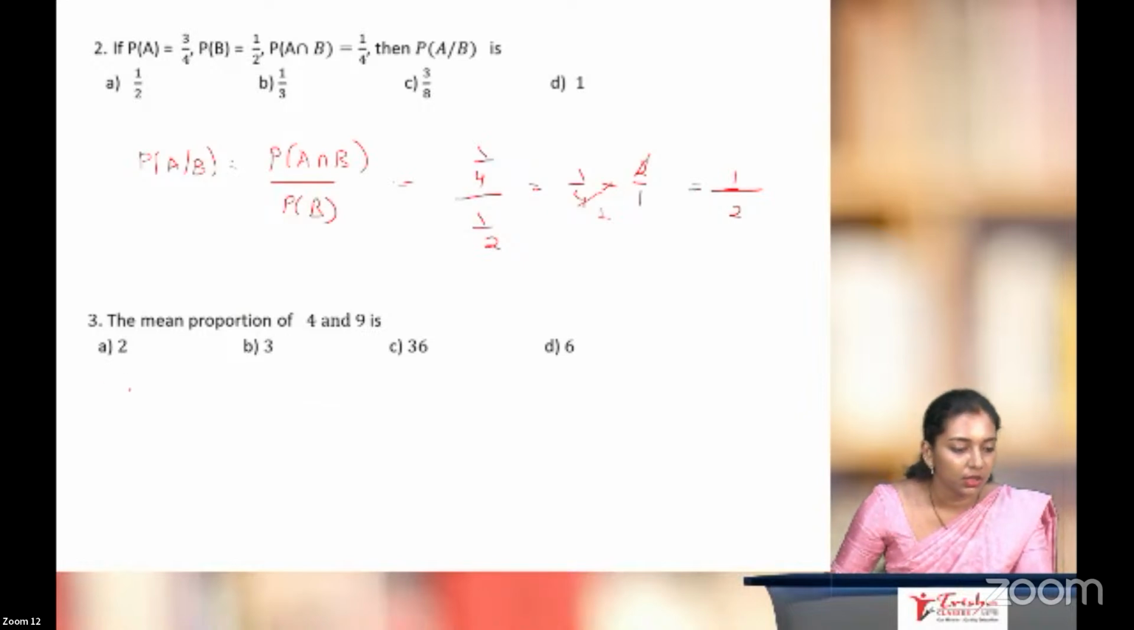Okay. Now, mean proportion. Again, the same question is repeated. So, I think you will be able to solve: 4 is to x as x is to 9. Okay, same problem. We have already solved. 12 you get x. Okay. Now, next one.